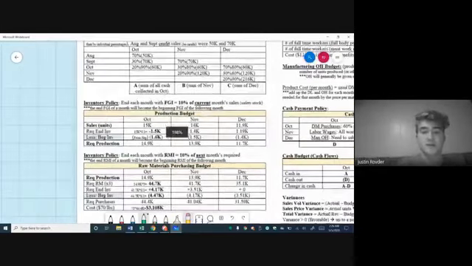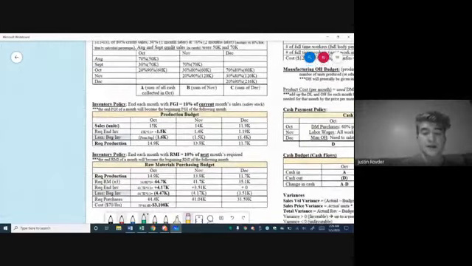So the production budget is saying, okay, in October, we plan to sell 15,000 units. And in November, we plan to sell 14,000 units. And in December, we plan to sell 11.9 thousand units. But that's not actually how many we're planning on producing that month. And the reason for that is because of safety stock.